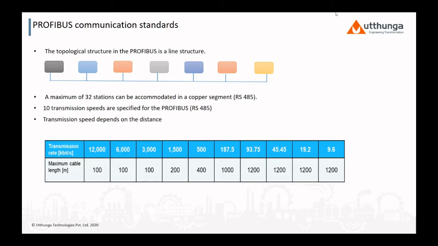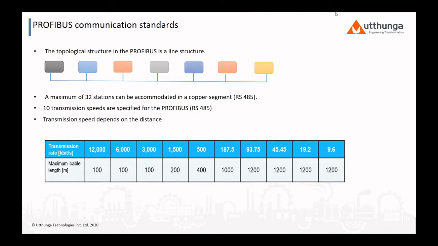And we have 10 transmission speeds. You can see 12 Mbps, 6 Mbps, 3 Mbps, and up to 9.6 kilobits. So this transmission speed is always dependent on the length of the cable. If you see 1.5 Mbps, the maximum cable length you can extend is 200. If you see 12 Mbps, the maximum is 100. What will happen if you extend more than that?